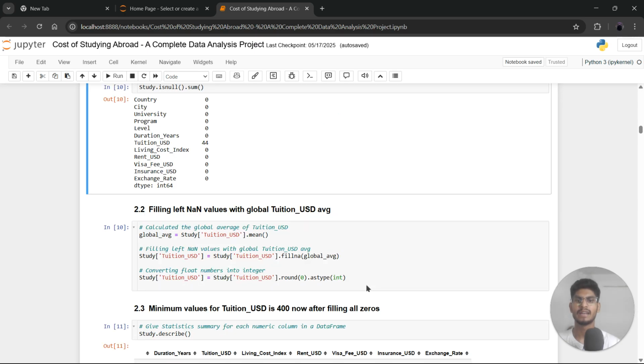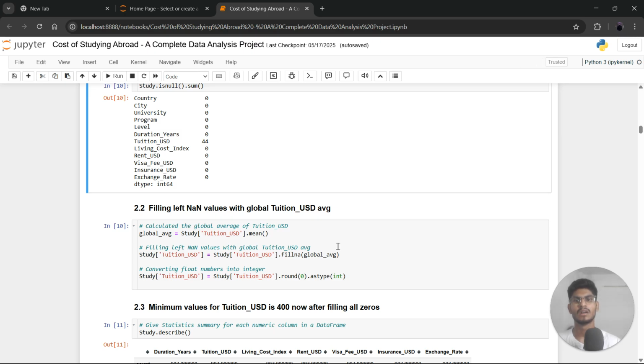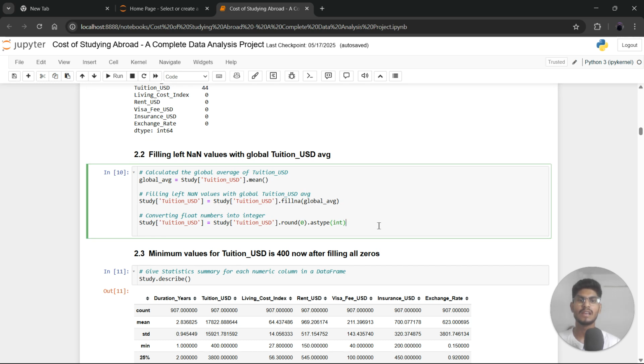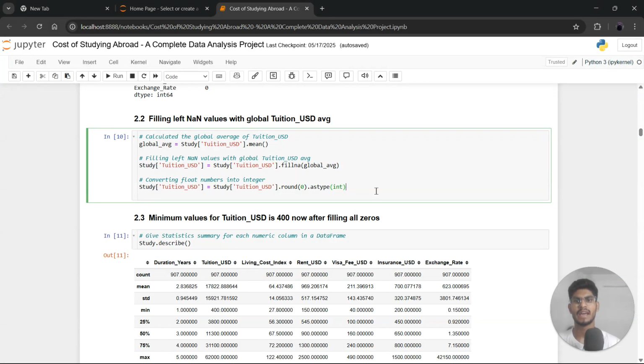So we will go further, and now we are replacing the rest of the rows with the average of the whole column, because I found out that there were countries like Denmark, Sweden. That was enough, because if we generally look at it, the tuition fees are fine. So now we are replacing those NaN values with the overall average of the column. So we have figured out the average of the tuition USD over the overall column.